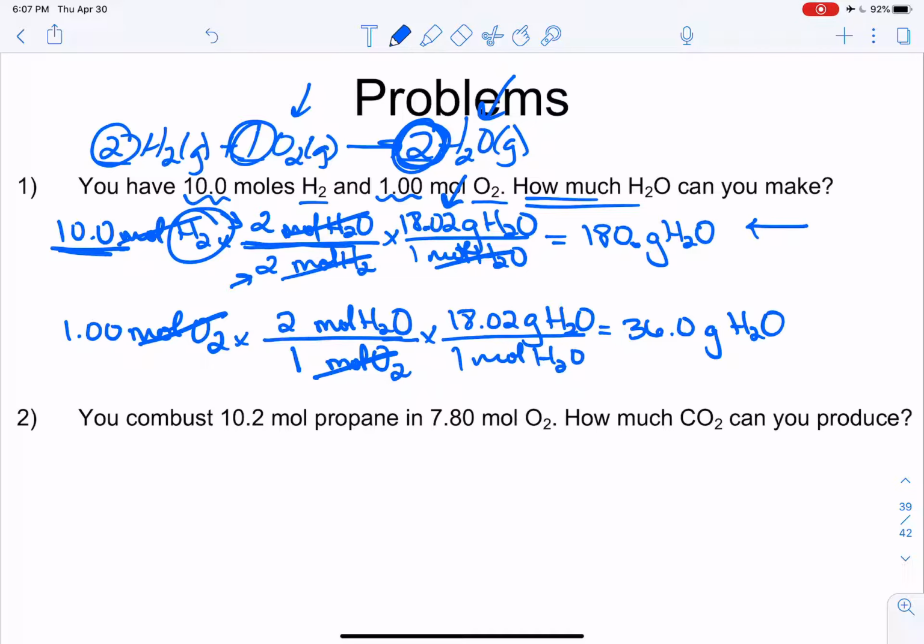Now, looking at these two masses, you have enough hydrogen to make 180 grams of water, but you only have enough oxygen to make 36 grams of water. So you can't make 180 grams of water because you don't have enough oxygen to do that. You only have enough oxygen to make 36 grams of water. That means that oxygen is your limiting reactant.